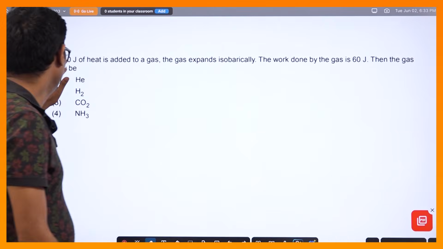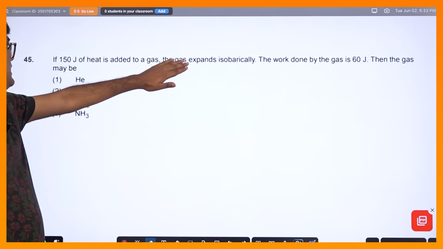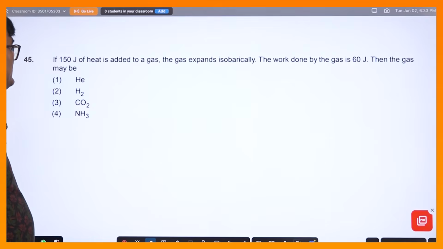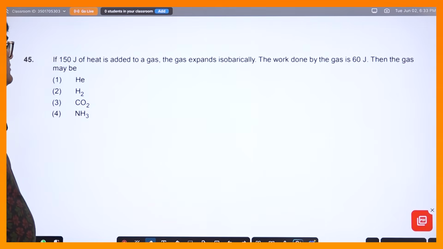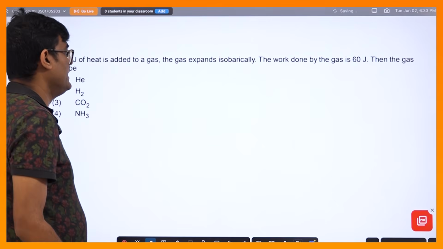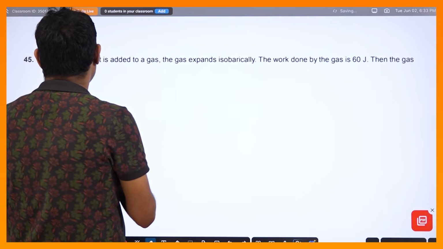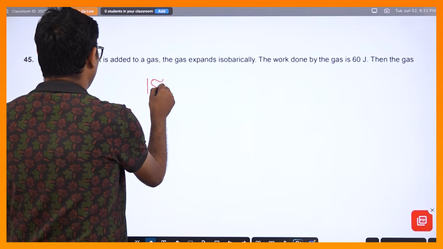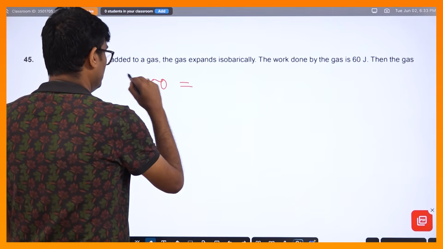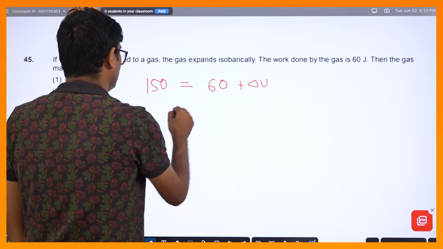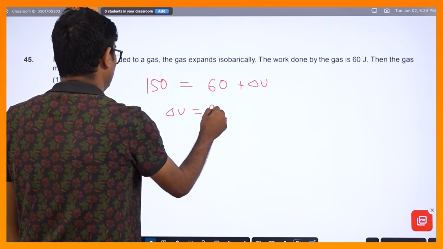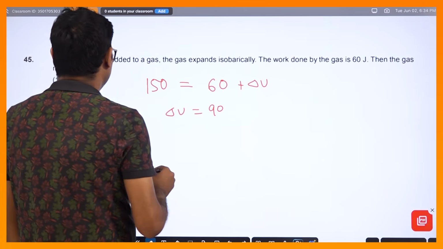So the last question, 150 joule of heat is added to the gas and the gas expands isobarically, right? The pressure remains constant. If the pressure remains constant, work done by the gas is 60 joule. Then 150 joule heat is supplied and work done is 60 joule. So the delta U value is 90 joule. Right?